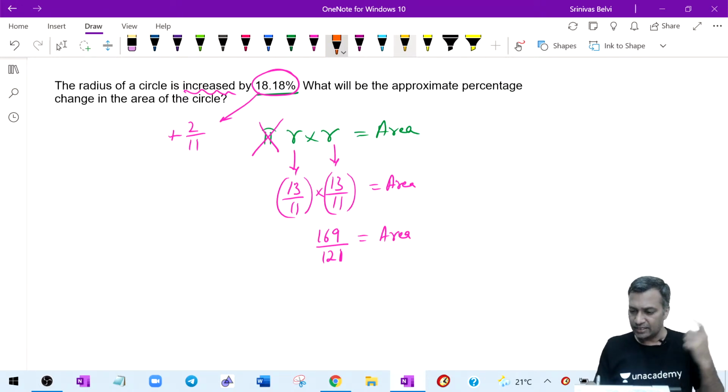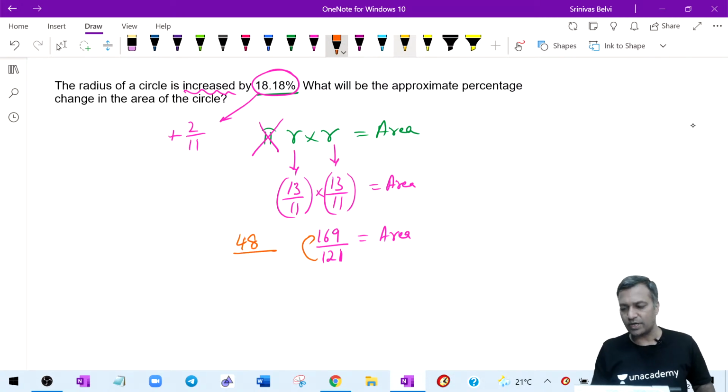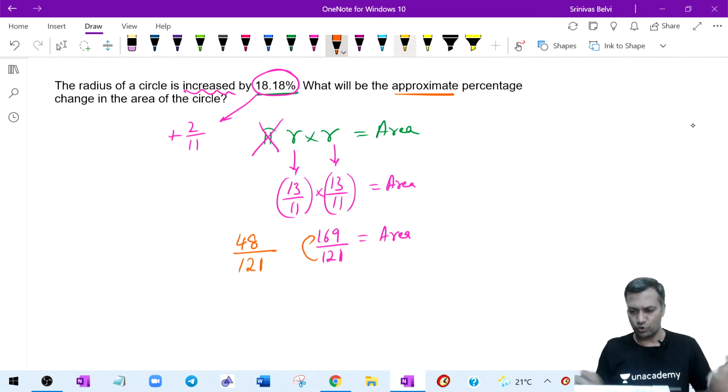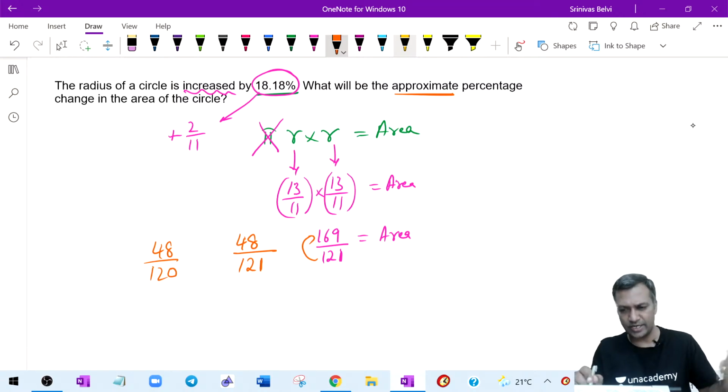Fair enough. Therefore, what is the increase here? The increase is nothing but about 48 divided by 121. You can simplify this, because you only said, give me the approximation. Some answers will be there. Based on the answers, decide what you want to do. Maybe to start with, you can take this as 48 divided by 120.